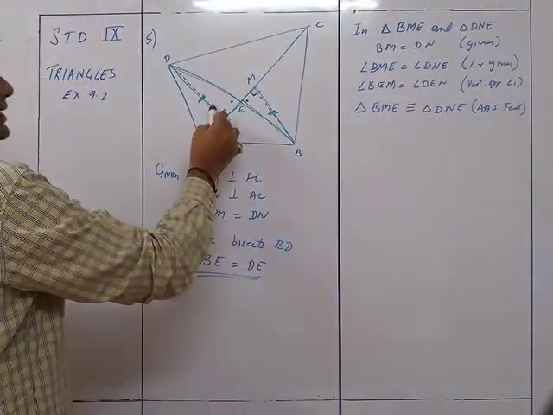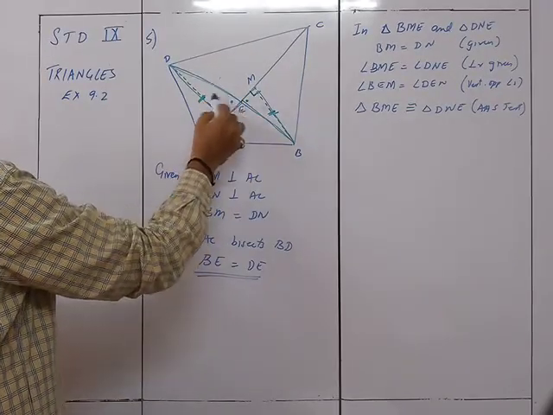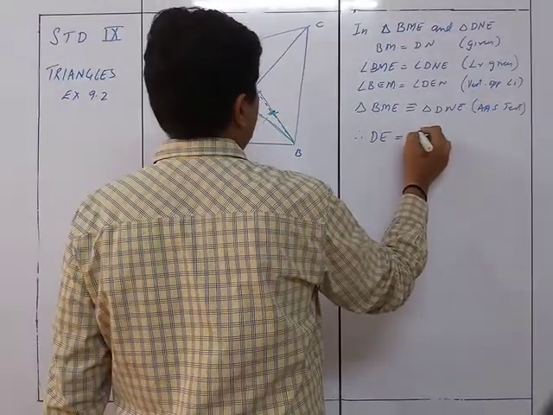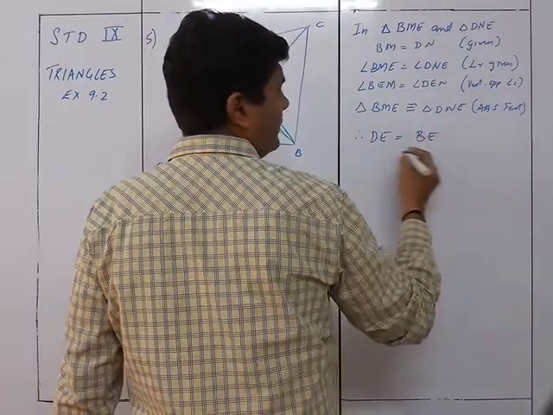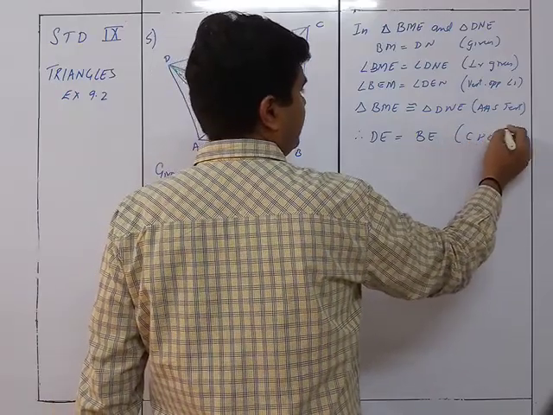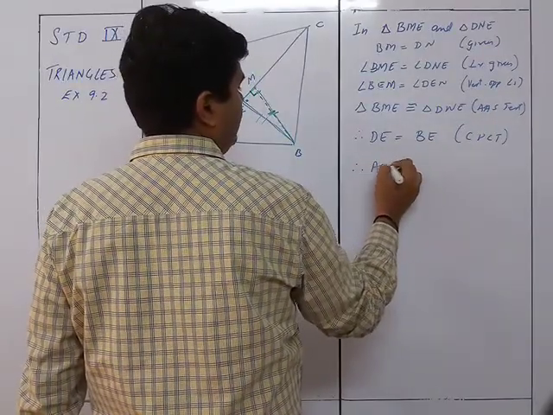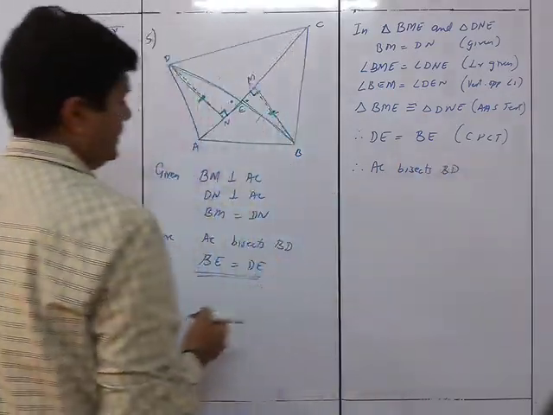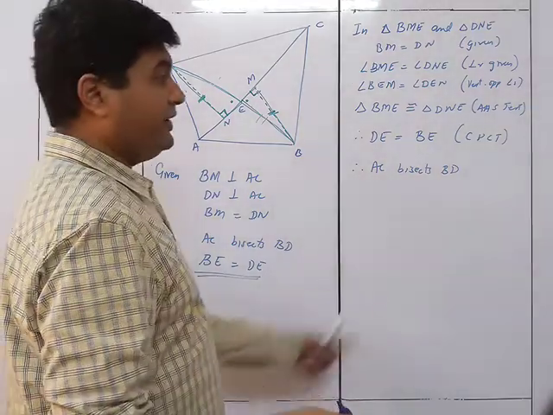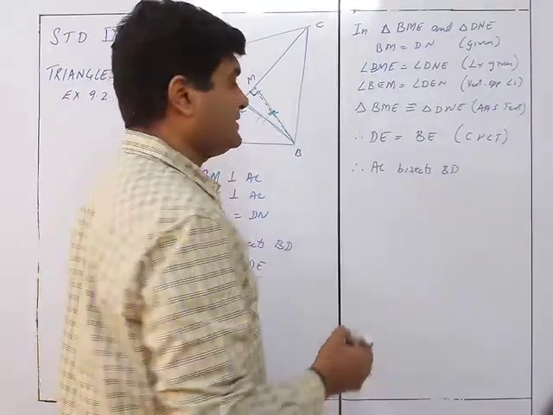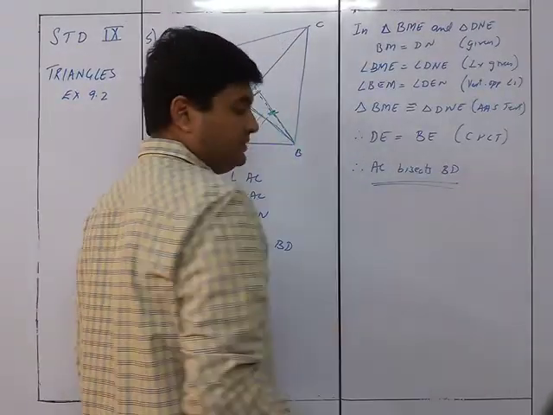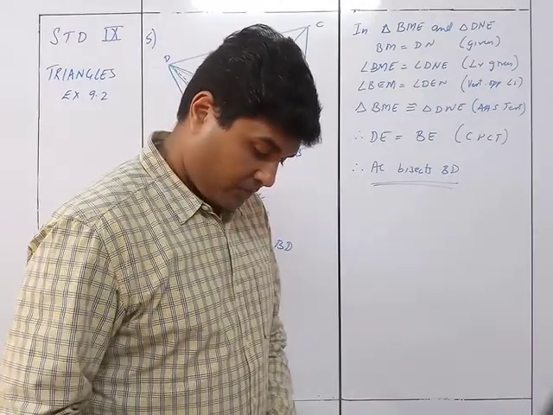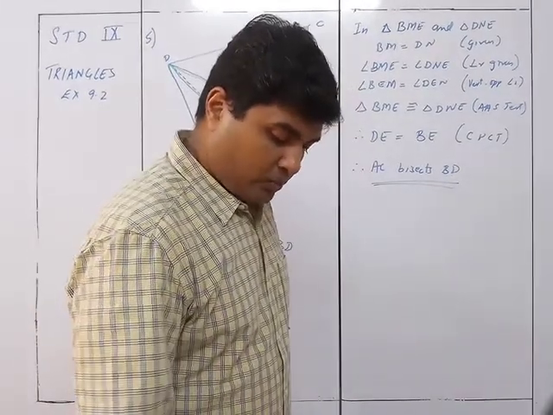Got it? Now if the triangles are congruent, automatically this side will be equal to this side. So therefore DE is equal to BE by CPCT. Therefore AC bisects BD. Okay, we need to prove that AC bisects BD, so we write this last step as AC bisects BD. That is hence proved. So this was question number 5. We now move on to question number 7.